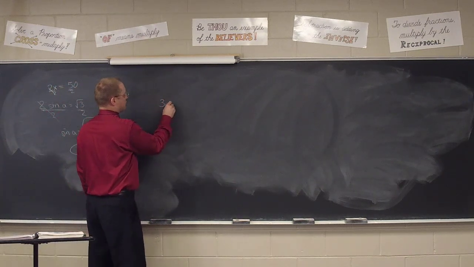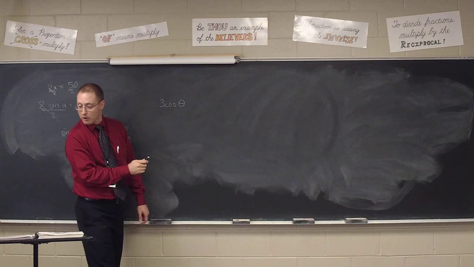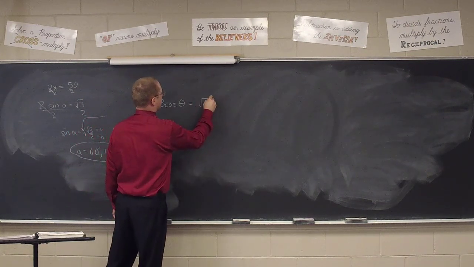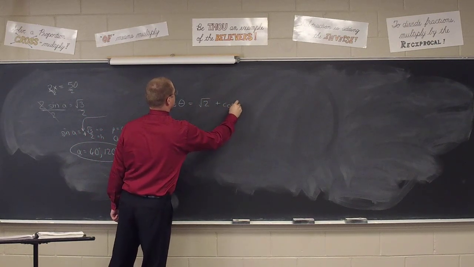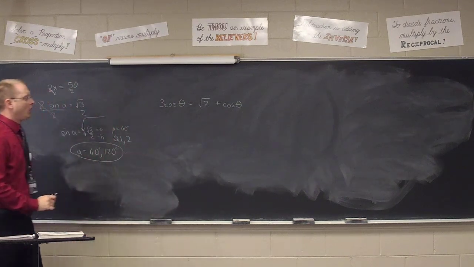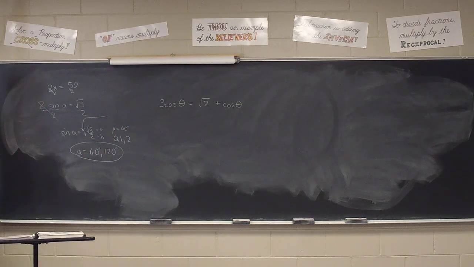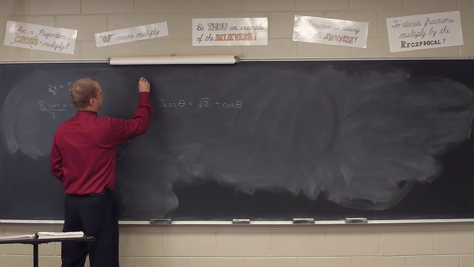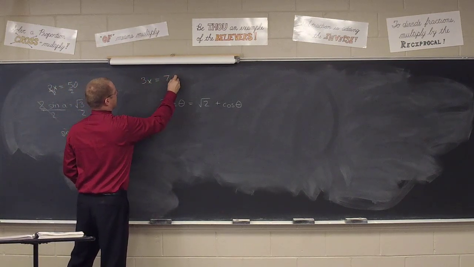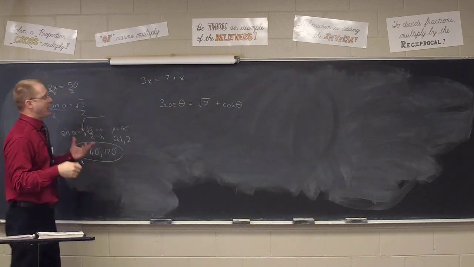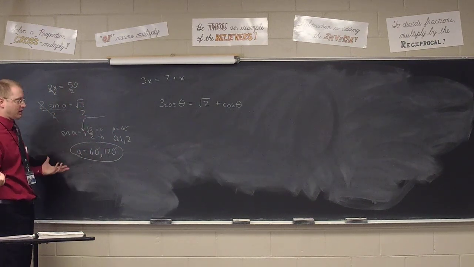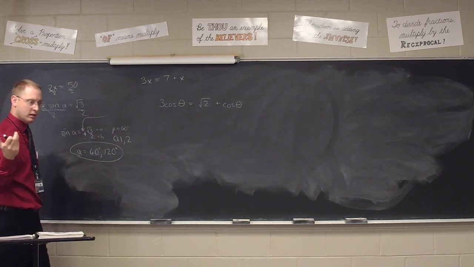3 times the cosine of theta is equal to the square root of 2 plus the cosine of theta. This is not too different than having something like 3x equals 7 plus x. You have an x on both sides. We can't have an x on both sides. I said get rid of the little one.